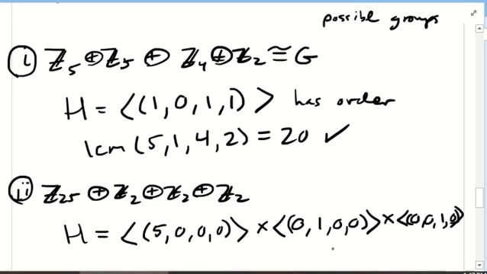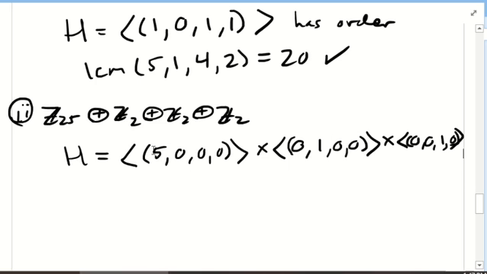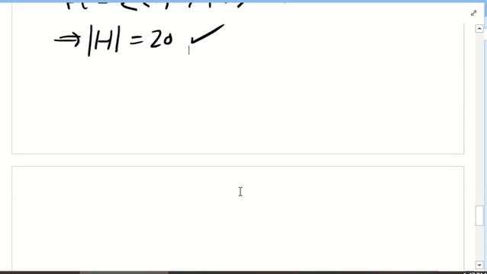Okay, so the way that the orders work is, everything in here is times everything in there times everything in there. It makes up the definition of this internal direct product, which means this has order 20. Okay, and that's how all these things work.